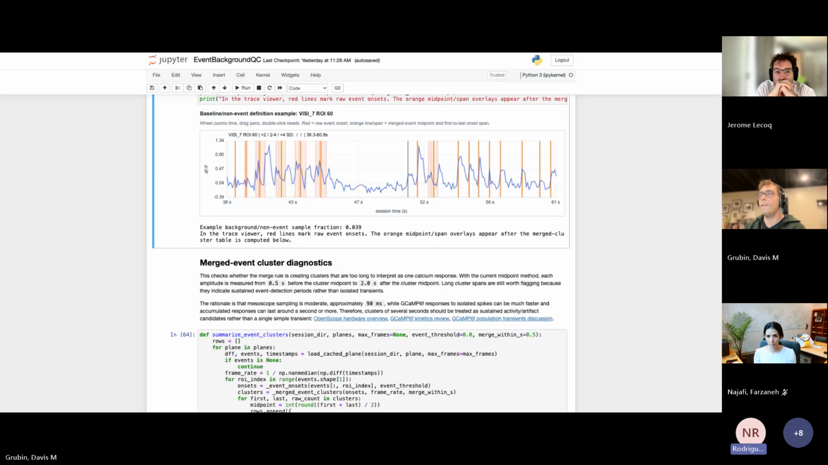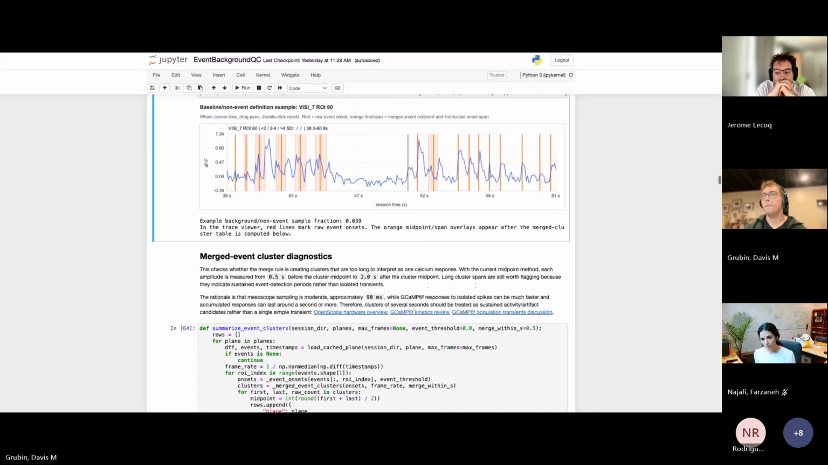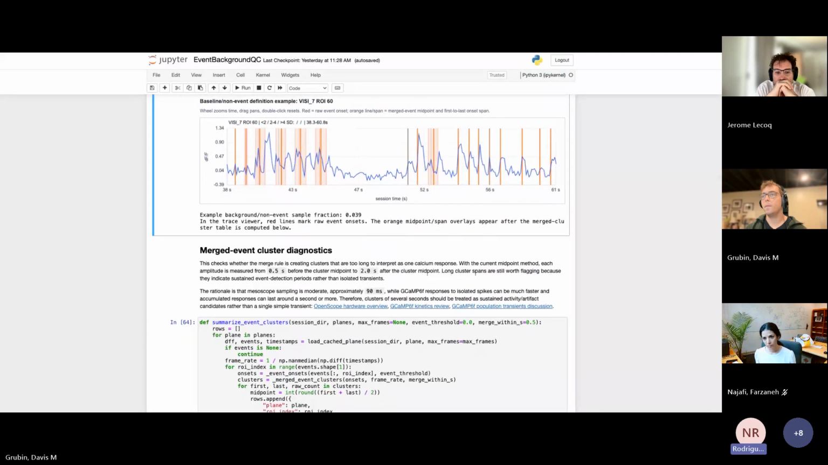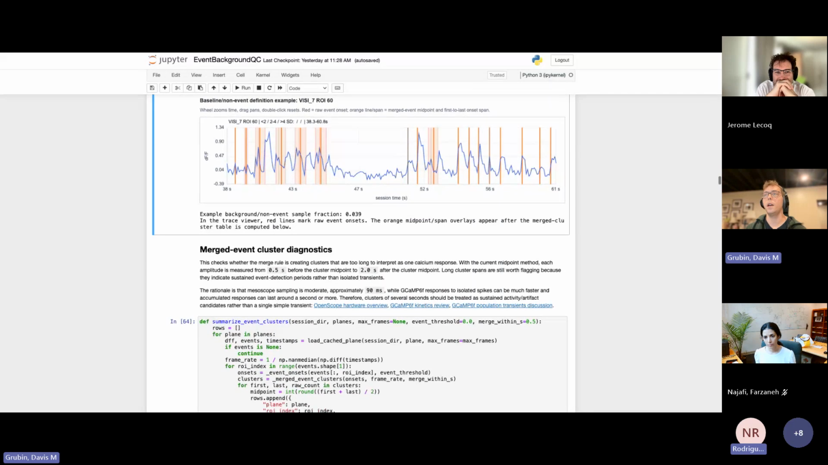And just to clarify, how are you defining an event? Can you reiterate? It's anything that was detected by this sort of Allen Oasis style deconvolution algorithm. And those correspond to spikes, presumably.